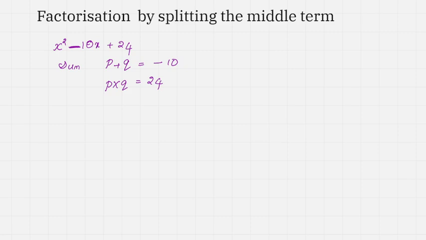Again, you will write the combinations like this. So 24 combinations will be 1 into 24 is equal to 24. 2 into 12 is equal to 24. And 3 into 8 is equal to 24. 4 into 6 is equal to 24. That's it. So we are having all the combinations.